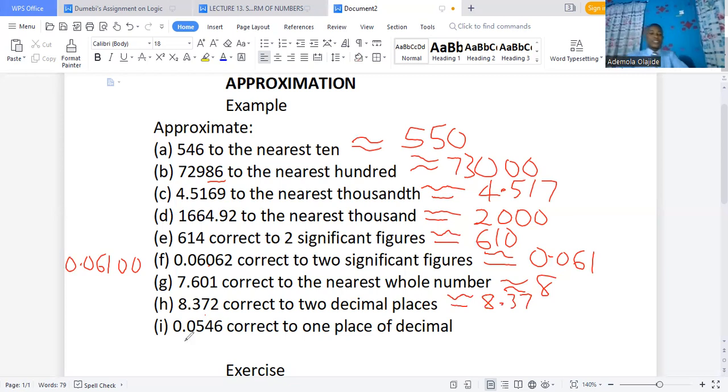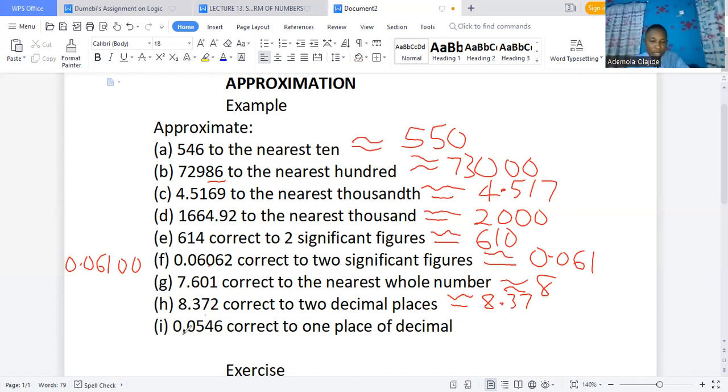And lastly, for today, we have to 1 place of decimal. We want to approximate this number, 0.0546, to 1 place of decimal. That means after the decimal point, you count the first digit. Look at this digit now. Despite the fact that it is 0, since it's the first digit after the decimal, we count it like that. This one is different from significant figure. If it were significant figure, this 0 is not significant to be counted first when you have not counted any non-zero digit. But for decimal place, we count it.